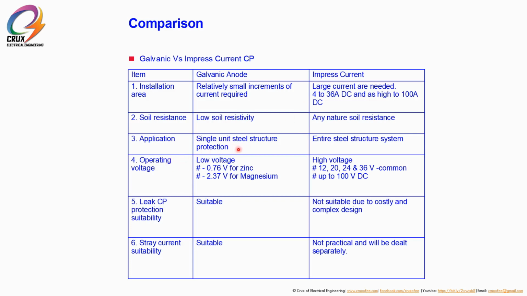Application, this is for a single unit steel structure protection. For example, in the jetty, under the boat or small boats. For entire steel structure, then you need ICCP.